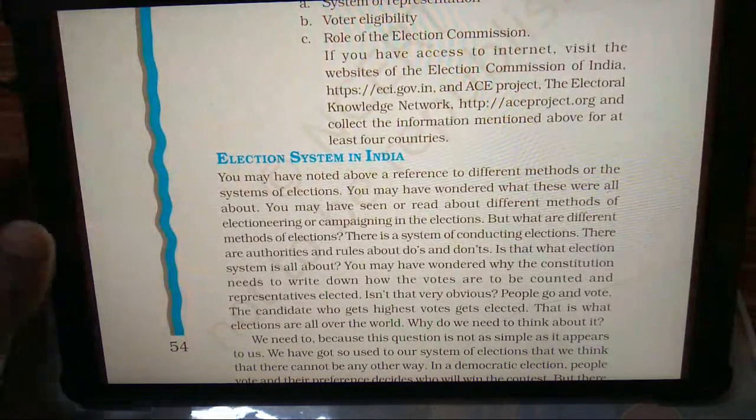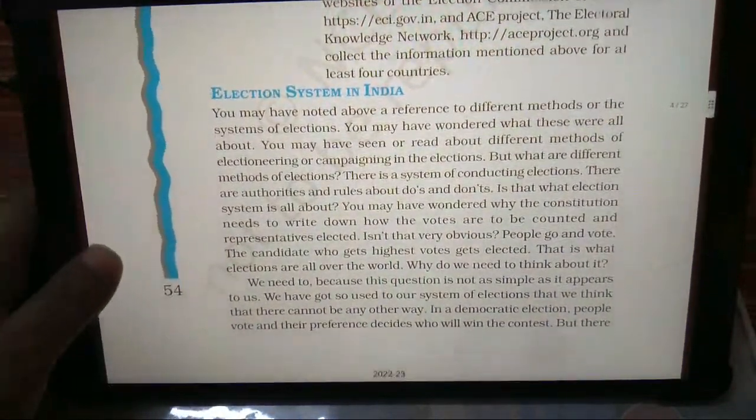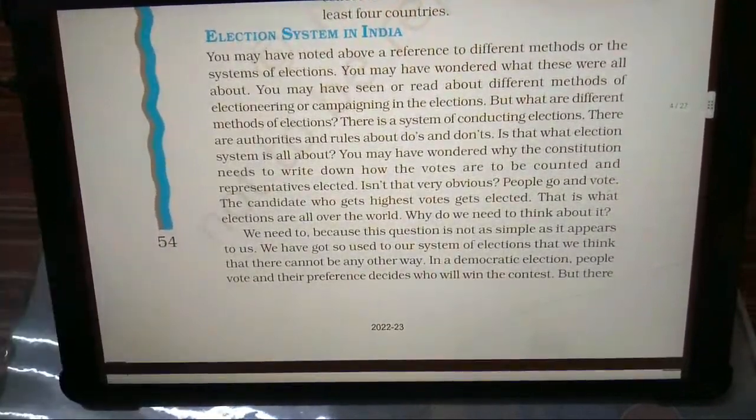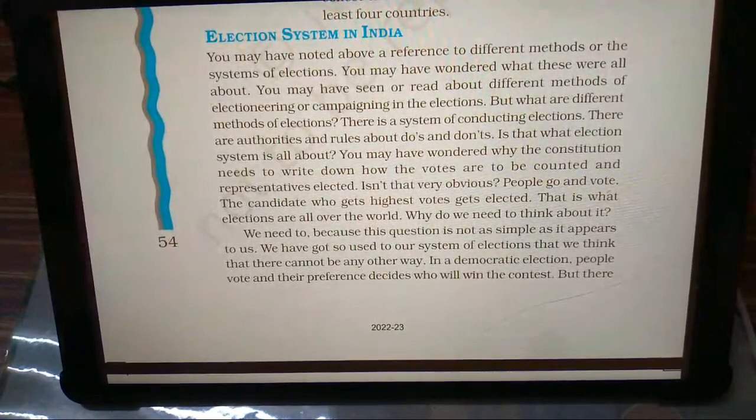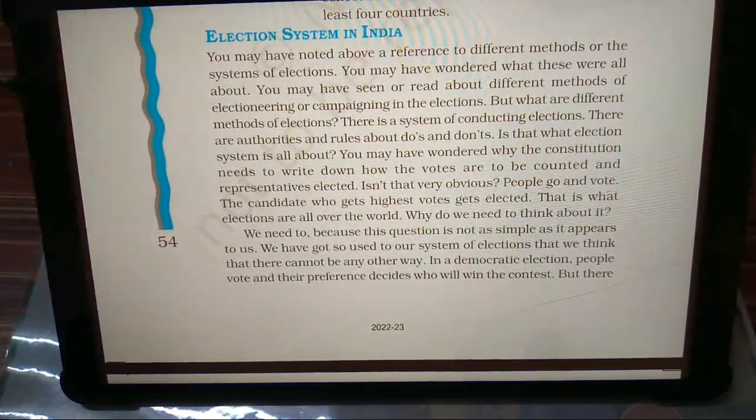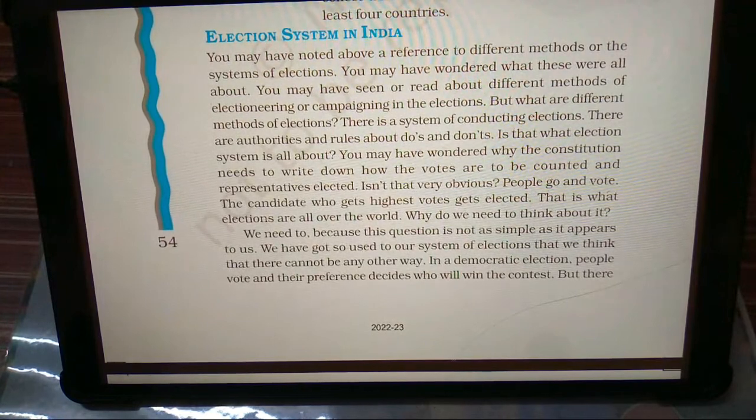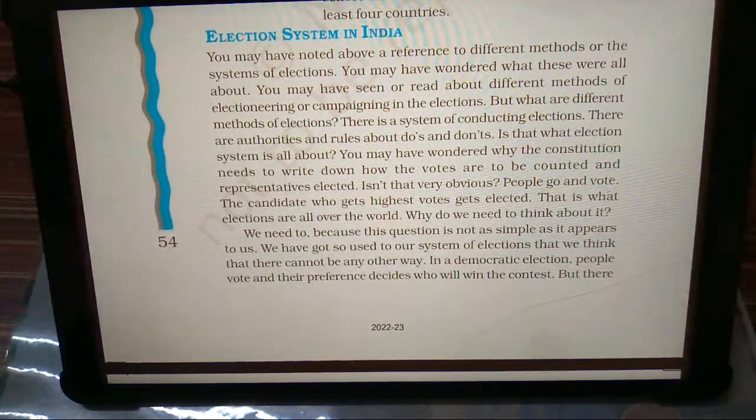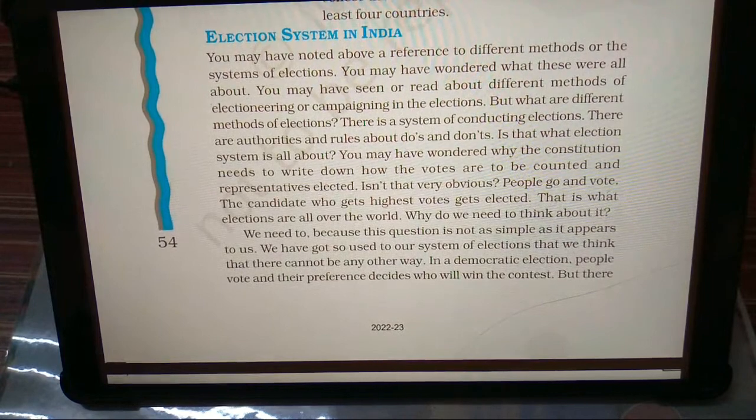Election system in India. You may have noted above a reference to different methods or systems of elections. You may have wondered what these were all about. You may have seen or read about different methods of electioneering or campaigning in the elections. What are different methods of elections? There is a system of conducting elections. There are authorities and rules about do's and don'ts. Is that what an election system is all about?